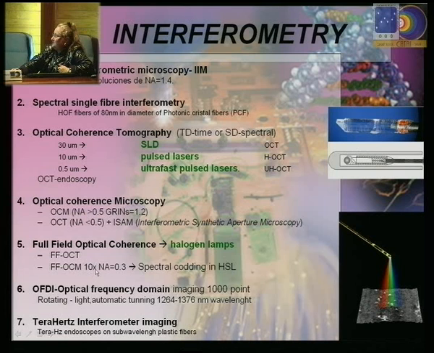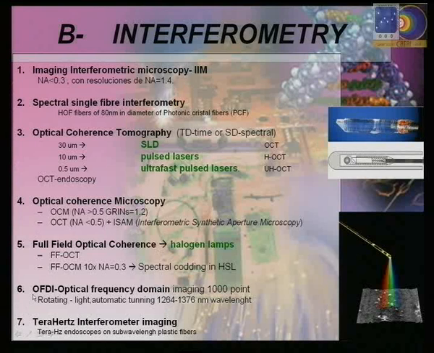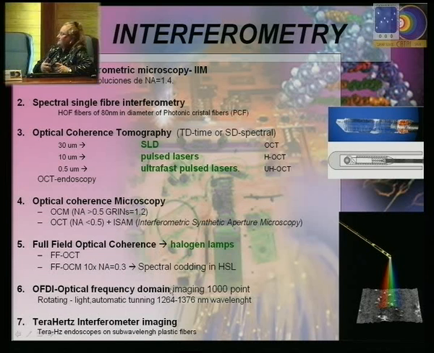You can have optics of 10x with a numerical aperture of 0.3, and with spectral coding of the images you get, you can have a full biopsy or histological image of the area you are seeing. The most advanced technologies include, as we have seen yesterday or the day before, optical frequency domain imaging, the Fourier transform domain, which is very computer-consuming in an imaging rotating system.